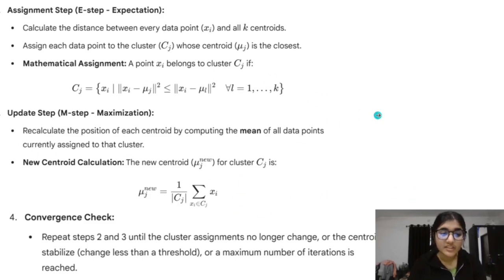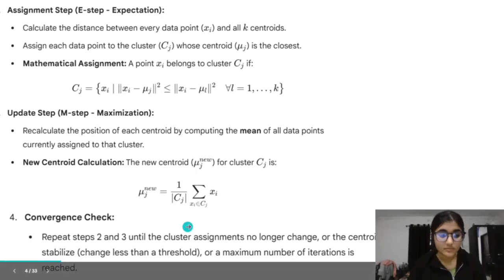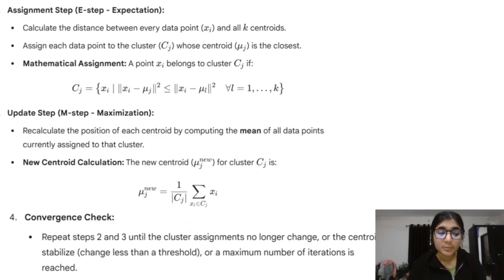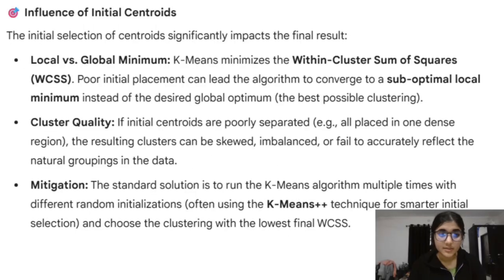Then the update step, the maximization step, that is, recalculate the position of each centroid by computing the mean of all data points currently assigned to that cluster. The new centroid mu_j for cluster C_j is calculated, and the formula is this. Then the convergence check: repeat steps 2 and 3 until the cluster assignments no longer change, or the centroids stabilize, or a maximum number of iterations is reached.